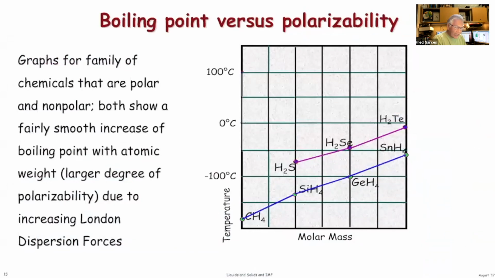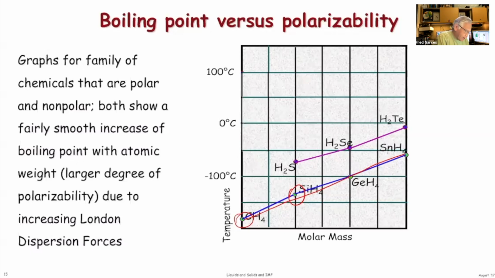Now we look at this chart right here. This chart shows you what happens to the boiling point of different compounds as you change their molar mass. Here we have methane, tetrasilane, germanium tetrahydride, tin tetrahydride, and you can see that the boiling point goes up. The reason is that all of these are nonpolar, but tin is a bigger atom than carbon. The bigger atom means that it's got more electrons. Its London dispersion force is going to be bigger than CH4.